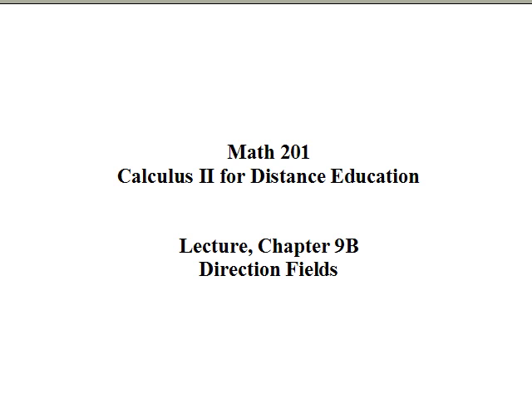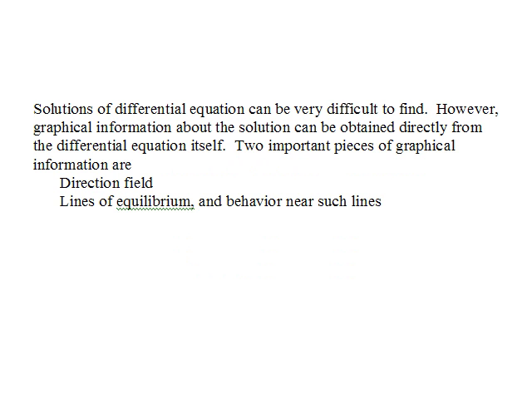This is Lecture 9B for Calculus 2 on the direction fields associated with differential equations. As you might recall from the first lecture on the introduction to differential equations, the solution of a differential equation is a functional form. These solutions can be very difficult to obtain. However, we can find graphical information about the solution directly from the differential equation itself. There are two important pieces of graphical information. One is the direction field, and the other are lines of equilibrium and the behavior of solutions near the lines of equilibrium.